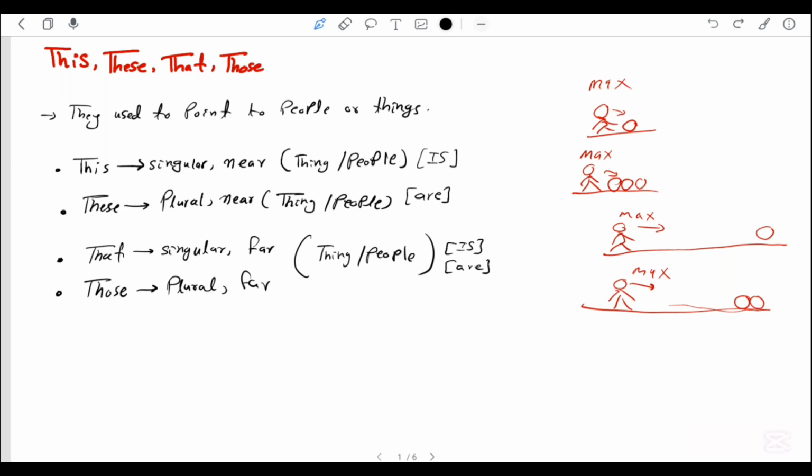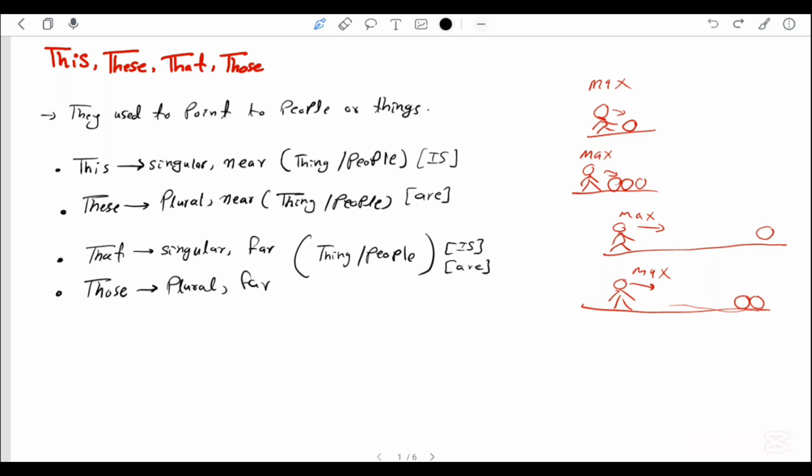We have that. What if you see something or someone far from yourself, it's not near to you, and it's singular? So you use that. We use that with a singular thing or person which is far from us, and we use is with that, like that is. As you can see here, we have a person named Max, and Max sees a ball which is far from Max. Max will say that is a ball. The ball is far, but he points to the ball and says that is a ball, right?